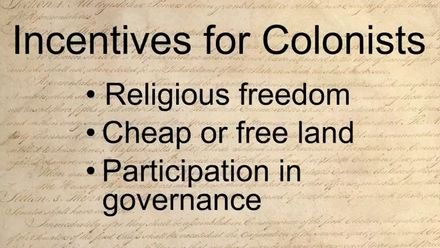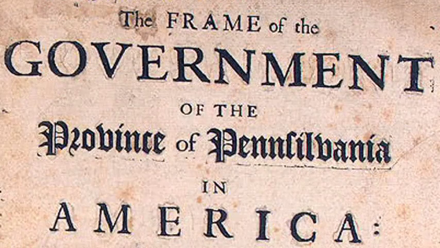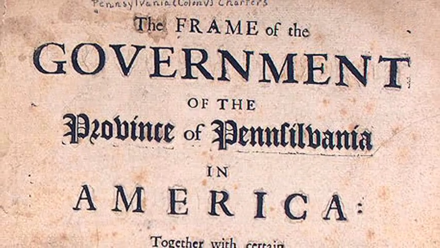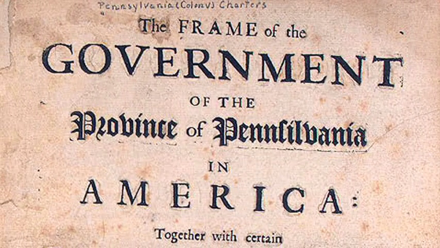And so they had to make offers to people to get them to come. Religious freedom was one offer. Relatively cheap or even free land was another. But a big one for a lot of people was the opportunity to participate in their own local governance in a way that they had not been allowed to do at home.